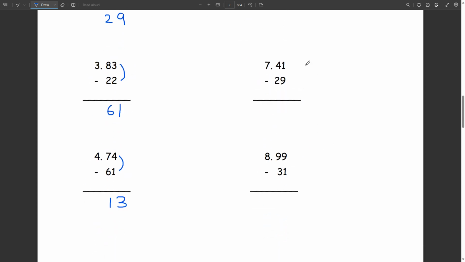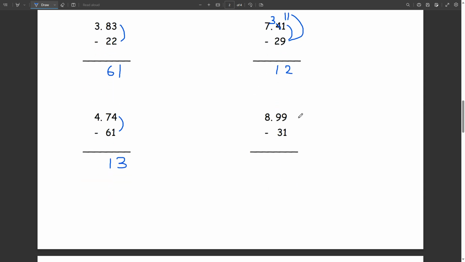Let's just skip down to number 7 here, sorry. So 41 minus 29. 1 cannot subtract into 9. So we need to take away 1 from this 4, so it turns into 3. Add 10 to the 1, which equals 11. So now it's 11 minus 9, which equals 2. And then 3 minus 2 equals 1, which gives us 12. Finally, number 8, so 9 minus 1 equals 8. And then 9 minus 3 equals 6. So we get our answer as 68.